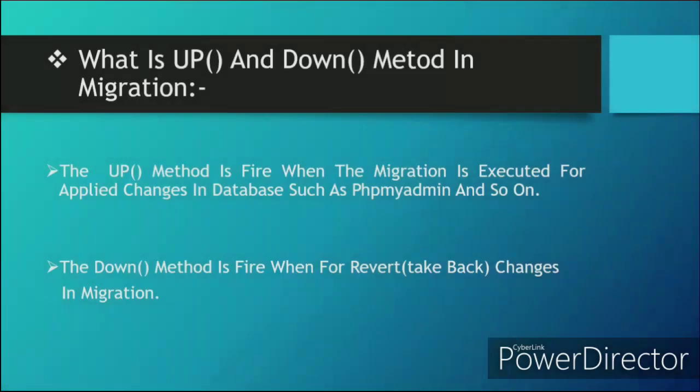So the next thing is the up and down method in migration. If you look at a migration file properly, then you will notice there are two methods used: first is up and second is down. So what are those? The up method is fired when the migration is executed, to apply changes in the database such as phpMyAdmin and so on. And the down method is fired to revert changes in migration.